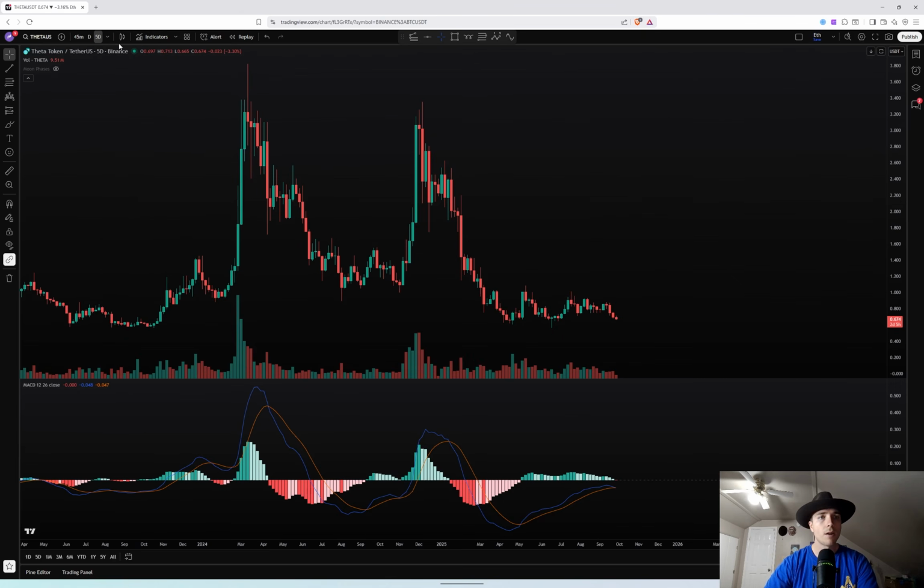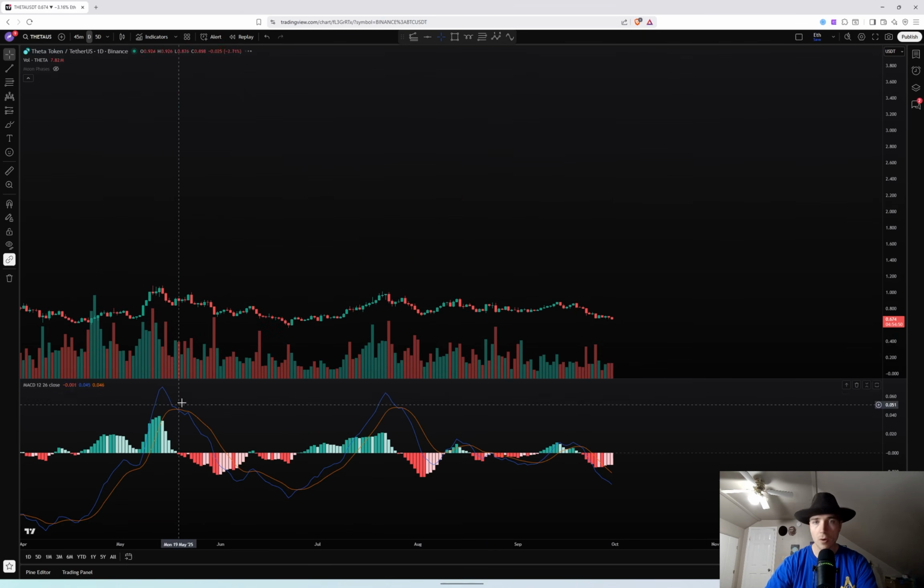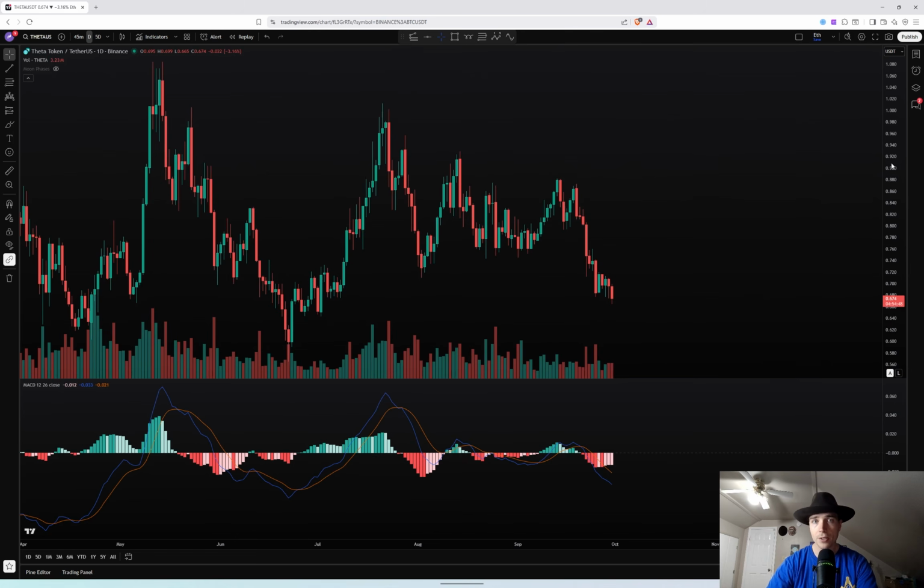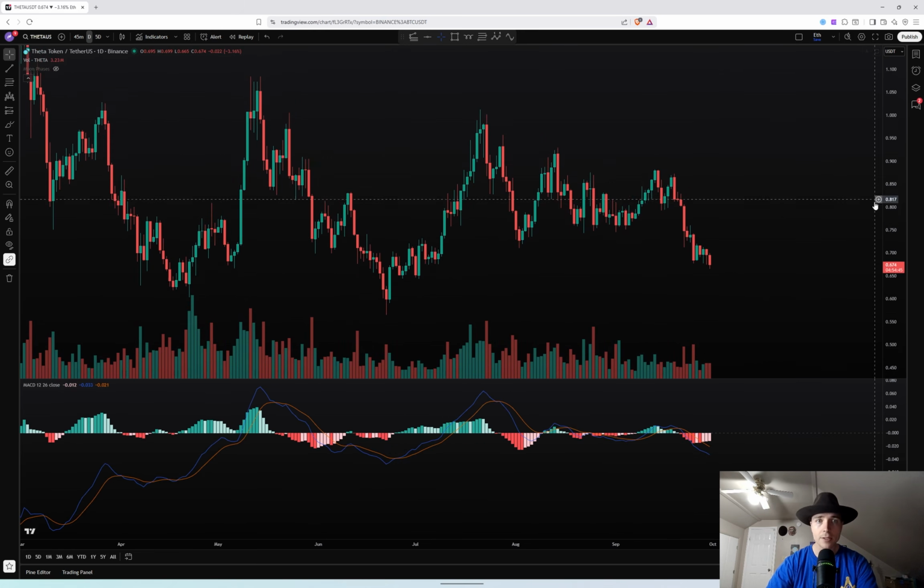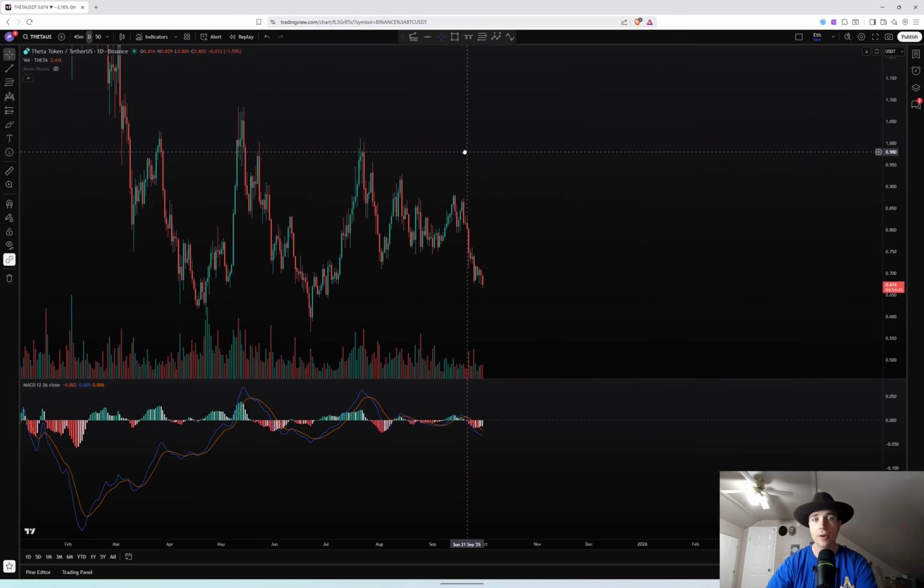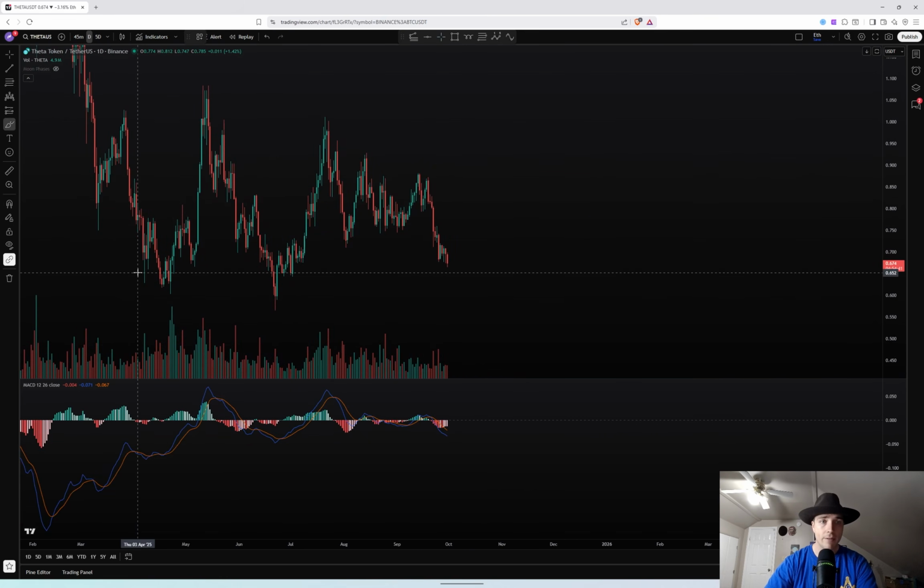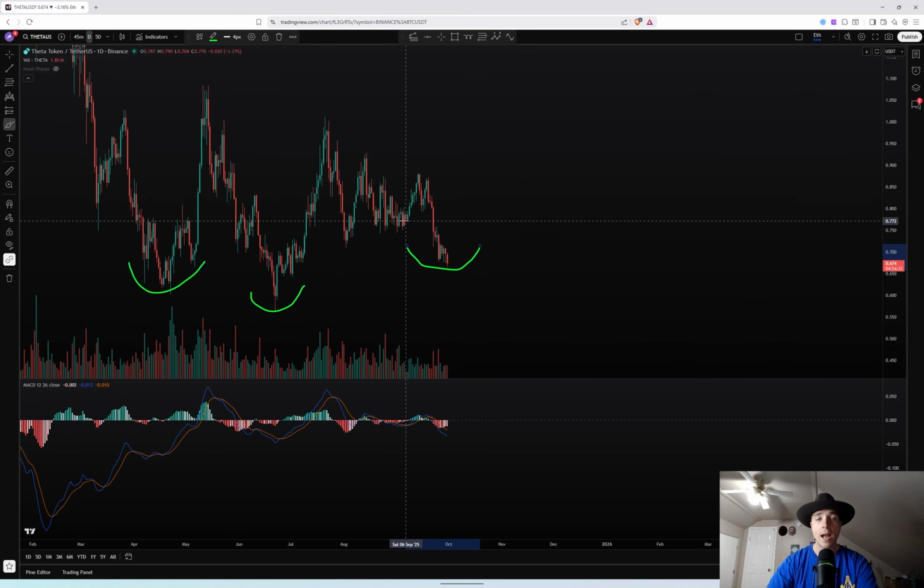All right, so we're going to start off here on the smaller time frame and work our way up to the bigger picture. So first here on the daily candlesticks, one of the first things I want to show you guys here is a potential inverse head and shoulders. We have a left shoulder here, a head right here, and we're forming a right shoulder as we speak.